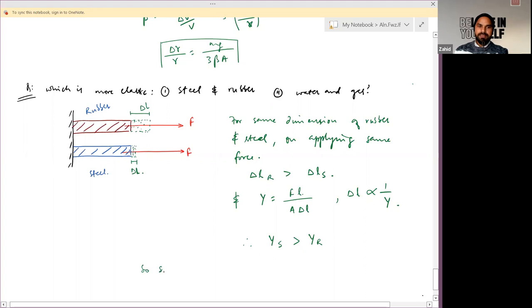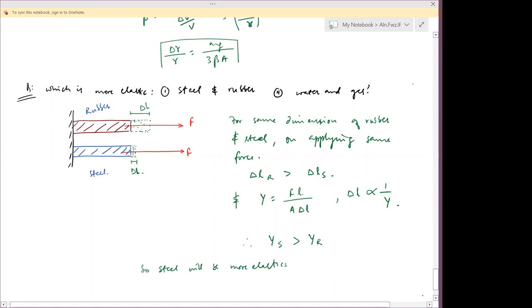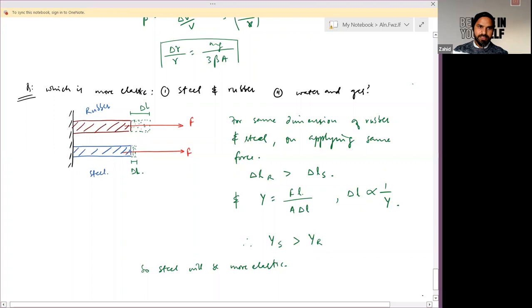So, steel will be more elastic. Is it clear? Yes, sir. So this is the way to prove or mathematically define the elastic behavior of a particular substance.